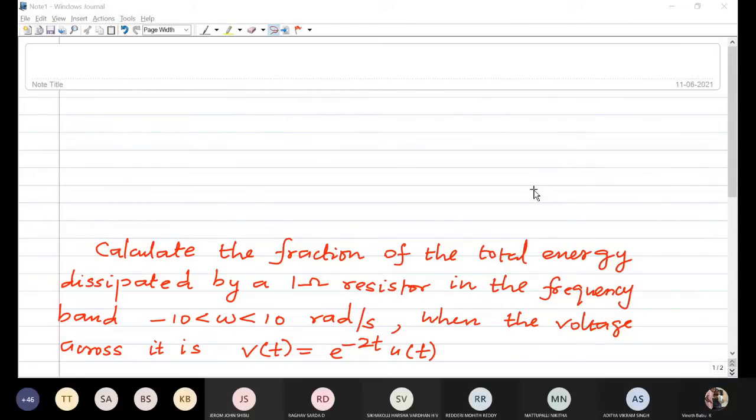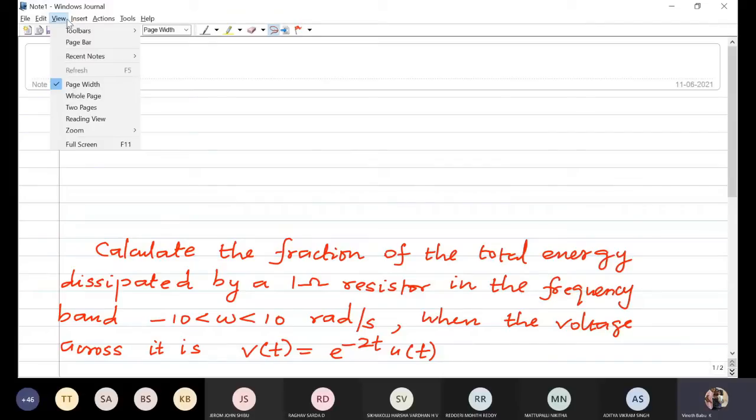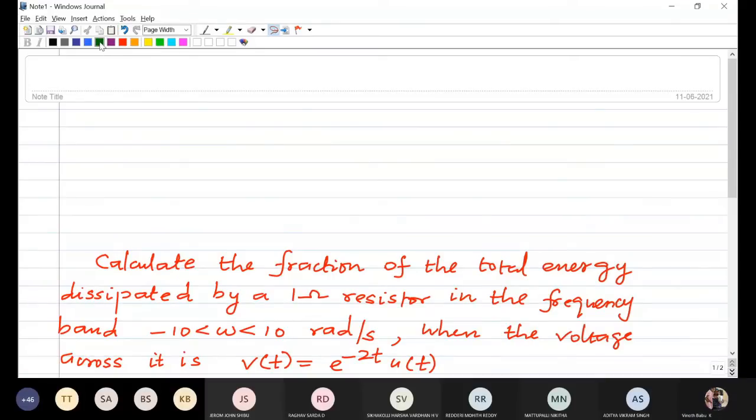So we know the relationship between power and voltage, power and current. Okay. So we know that power is equal to V square over R, that is equal to I square into R. So this relationship we know.